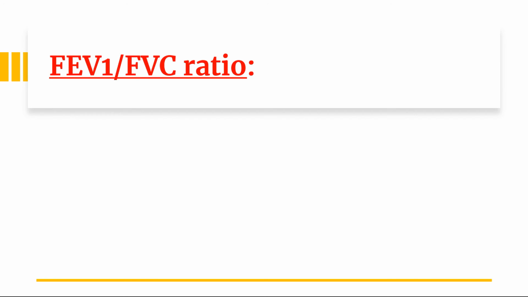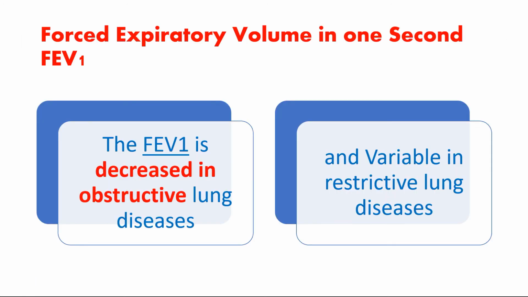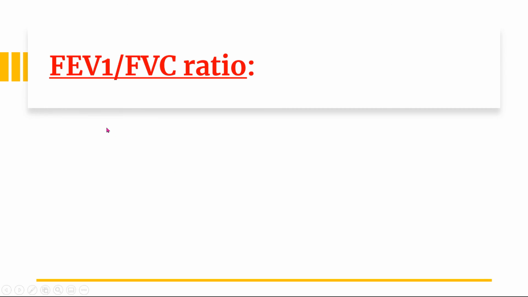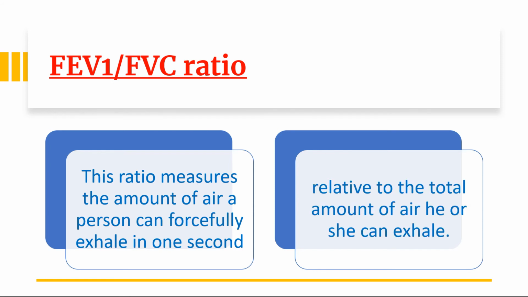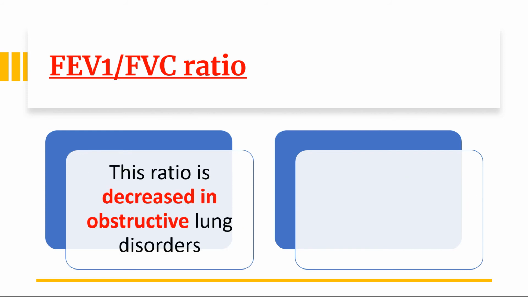Now we make this forced expiratory volume in 1 second. We make a ratio of forced expiratory volume in 1 second over the forced vital capacity, and we see this ratio. This ratio is very important in differentiating obstructive from restrictive. So this measures the amount of air a person can forcefully exhale in 1 second relative to the total amount of air he or she can exhale.